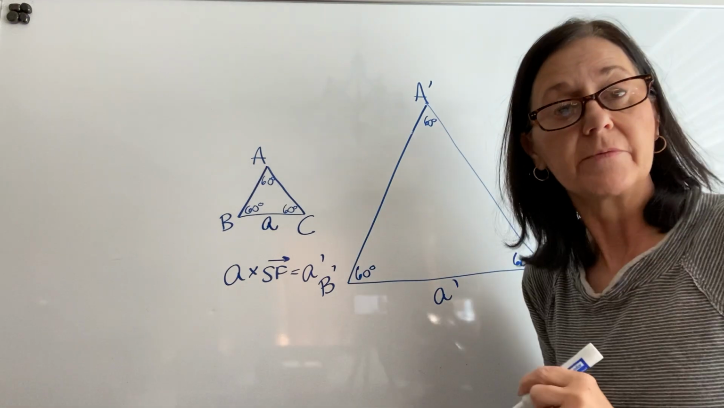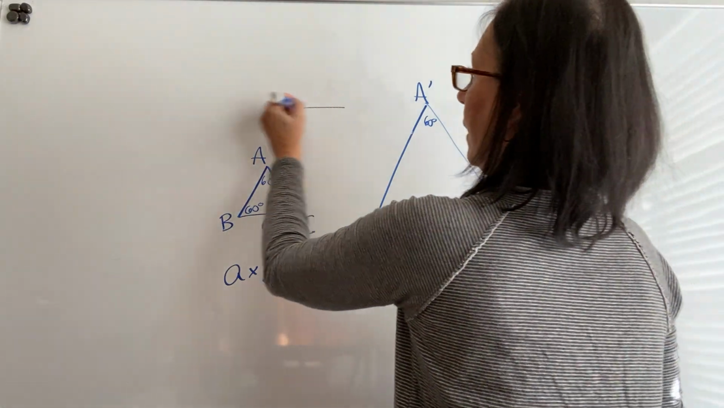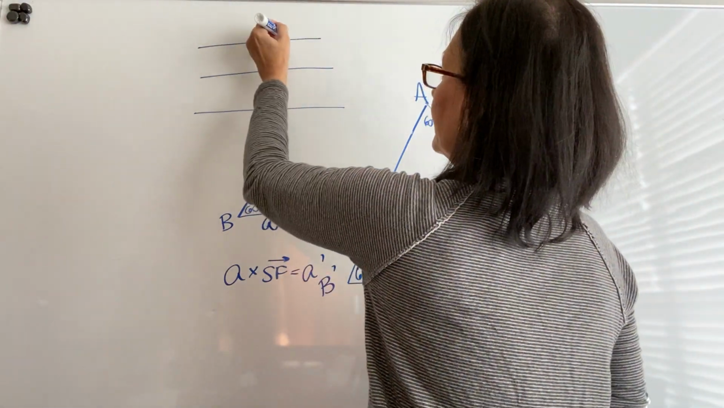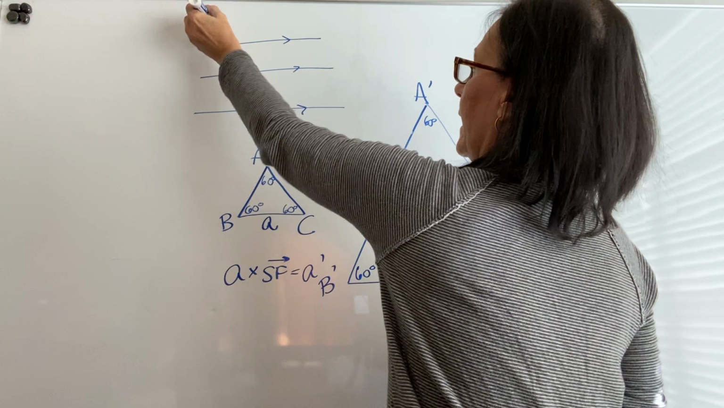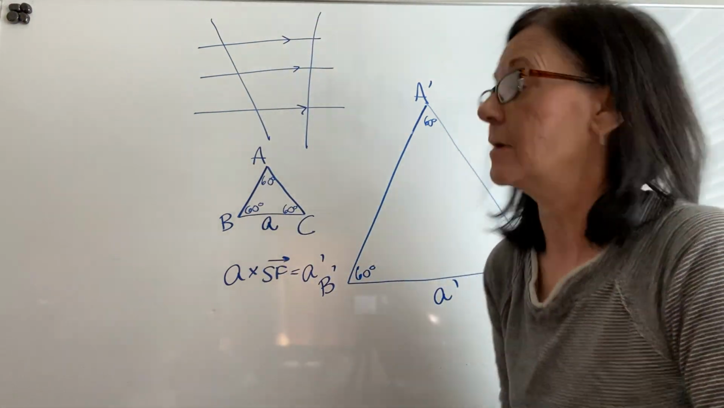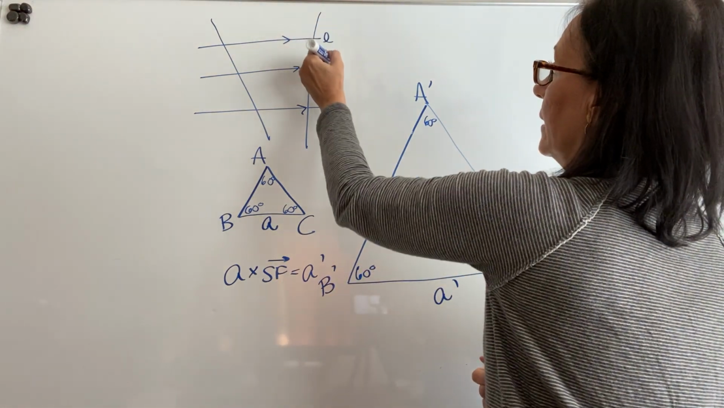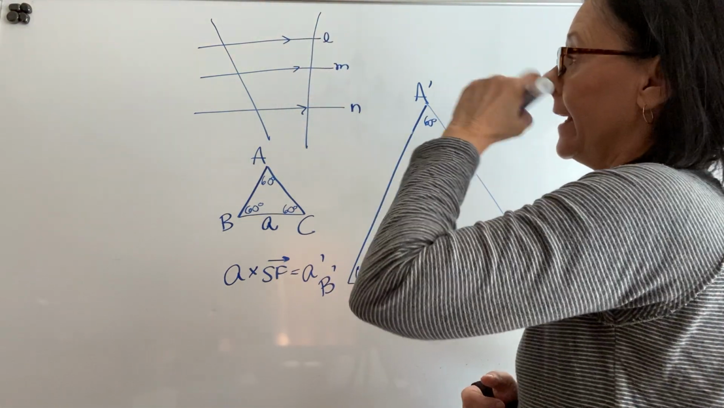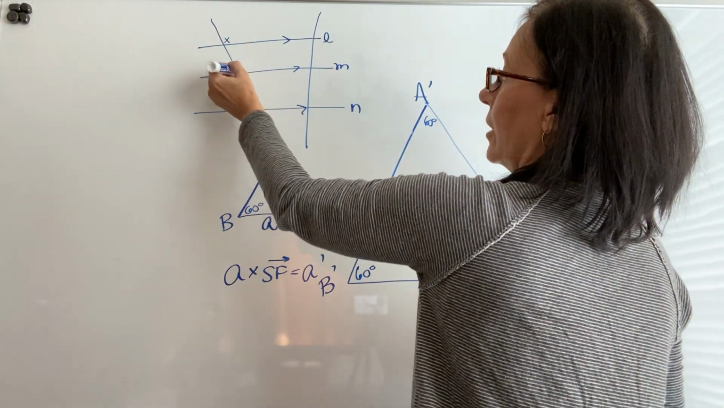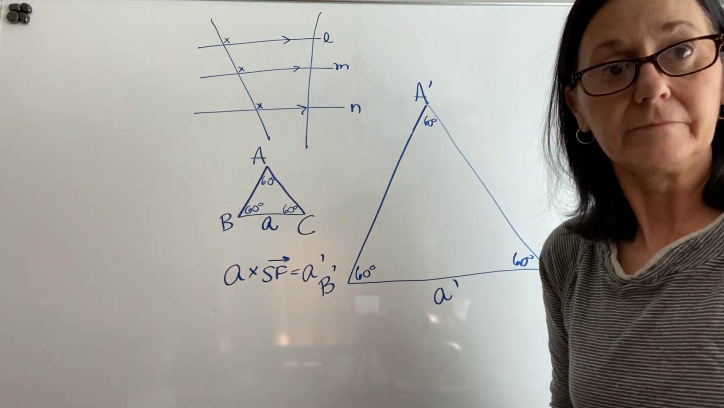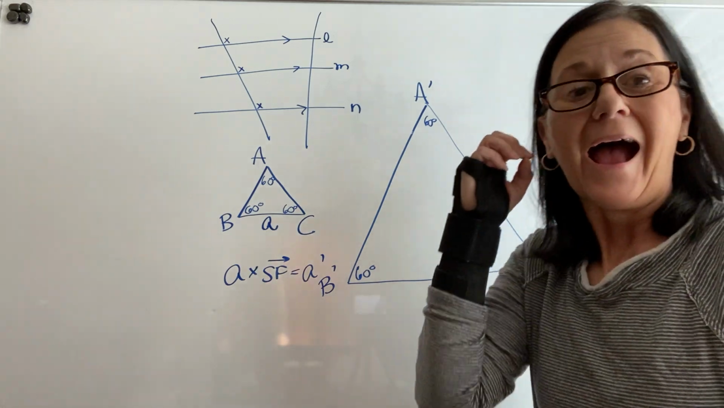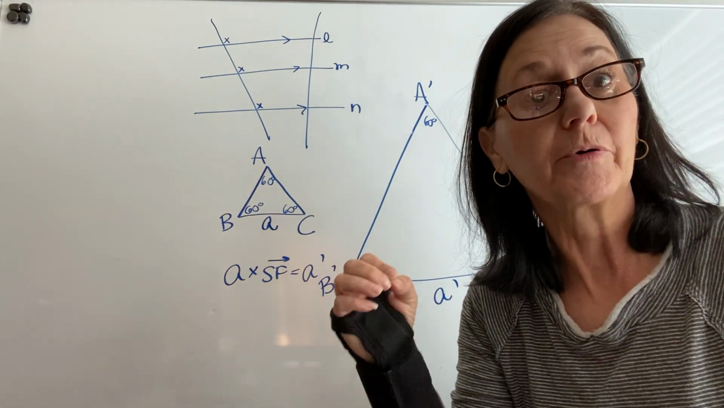All right, so I'm going to tie this into parallel lines. If I have parallel lines, I'm just going to say 3 sets of parallel lines, and I have 2 transversals. So we'll name our parallel lines L, M, and N. We know that our corresponding angles are equal, right? Those are our corresponding angles. Because we have the angles that are equal, our lengths are going to be proportionate.